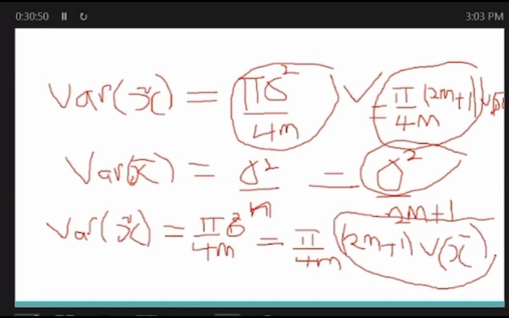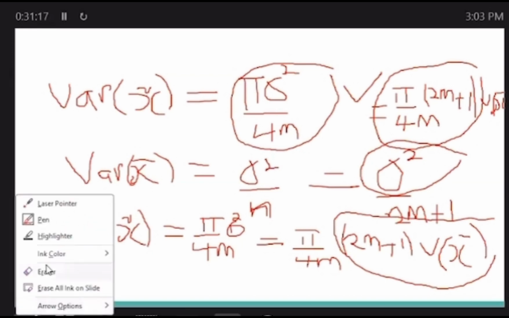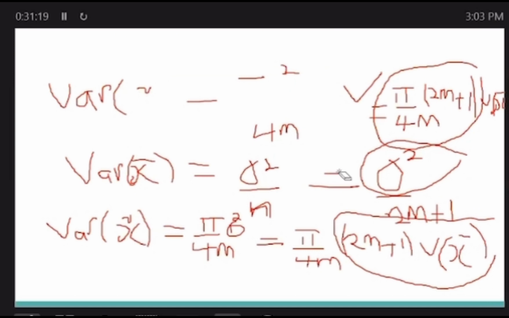Any question on how I derived that? Any question? Now, I've been able to express the variance of the sample median in terms of the variance of the mean. In that situation, I can now say, when n is large, what happens?